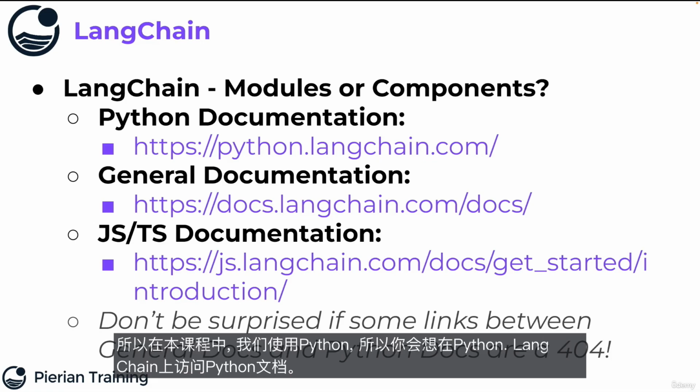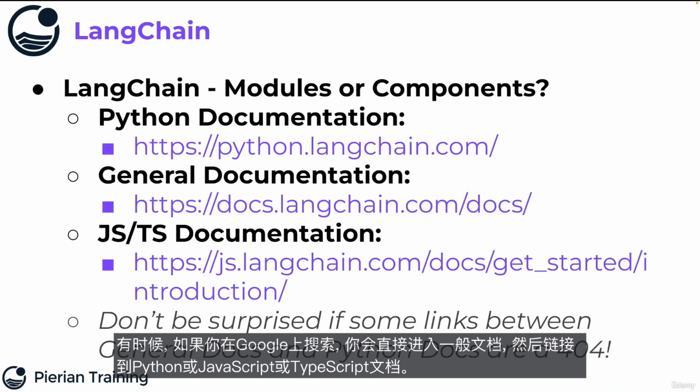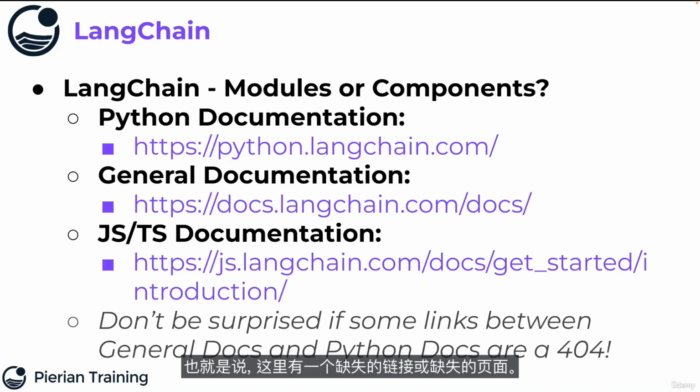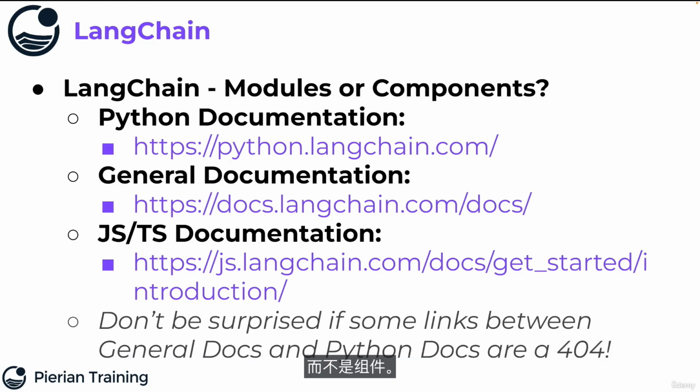So in this course, we're working with Python, so you'll want to be visiting the Python documentation at python.langchain.com. Sometimes if you do a Google search, you'll actually go straight to the general documentation that then links you to either the Python or JavaScript or TypeScript documentation. And don't be surprised if sometimes the links between the general docs and Python docs are 404. That is, there's kind of a missing link or a missing page there. In general, I would suggest you just go straight to the python.langchain documentation and then visit the modules there. And you can see a stronger connection between this course structure and the modules rather than the components.